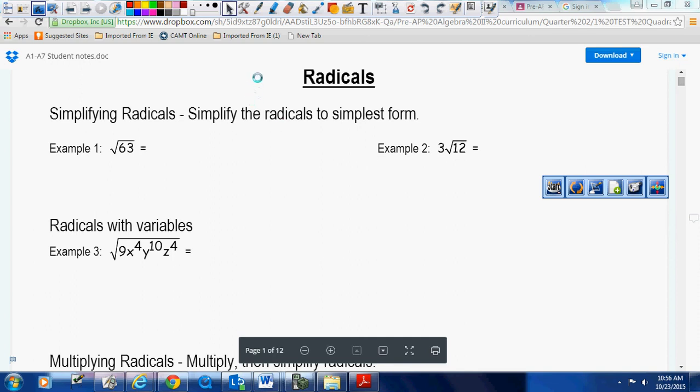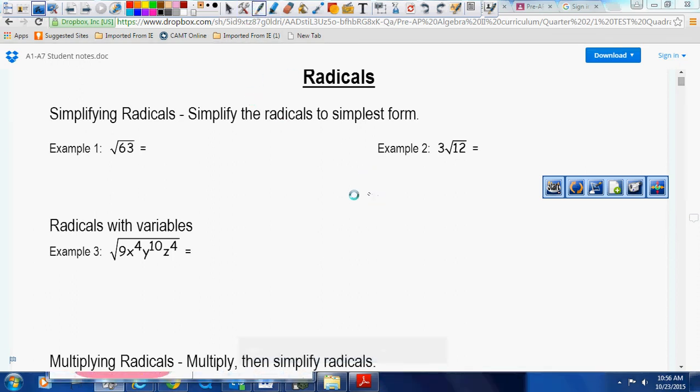Okay, class, today we're going to work on radicals. So I know that if I have the square root of 63, I'm going to have to do a factor tree. So I know that's going to give me a 3 times a 21. I'm going to circle that because it's prime. And then a 3 times a 7. And I'm going to circle both of those because they're prime.